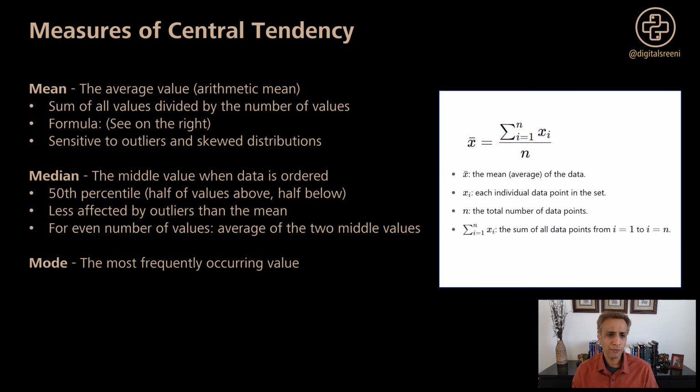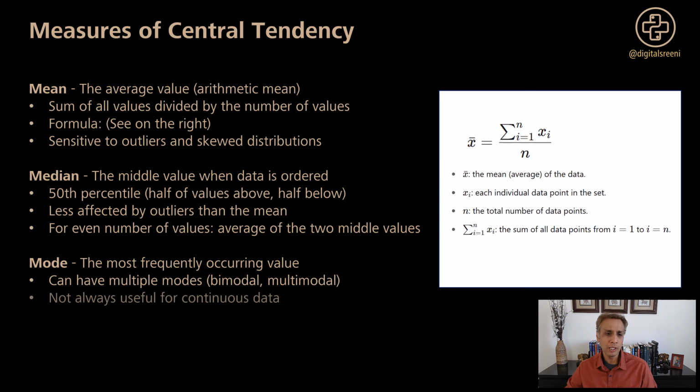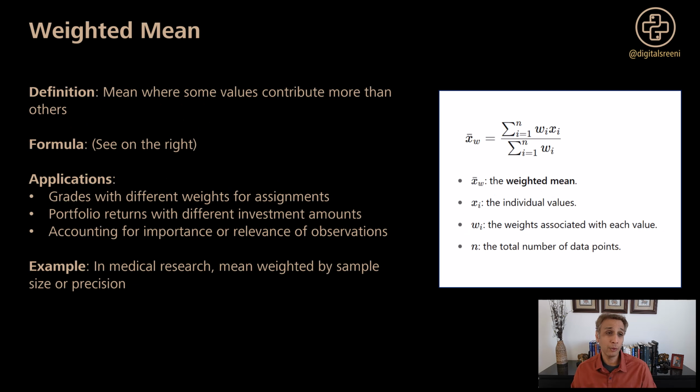Mode is the most frequently occurring value, right? So again, going back to the same example, if most of the houses are sold at 1.2 million, and out of 100, let's say 20 of them got sold at 1.2 million, and all others at different numbers, then the mode would be 1.2, right? So that's the most common, frequently occurring value. And of course, you can have multiple modes, like a bimodal distribution or multimodal distribution. So mode is basically the value that occurs most often.